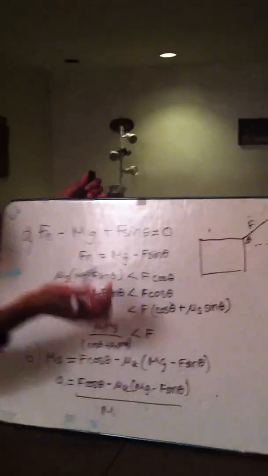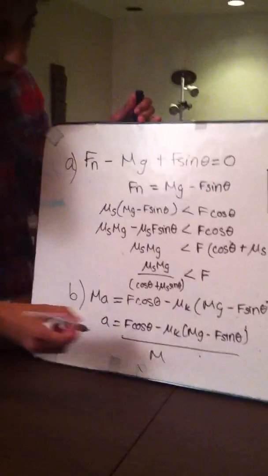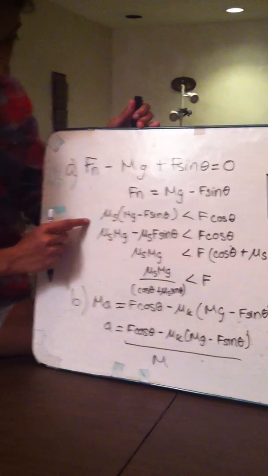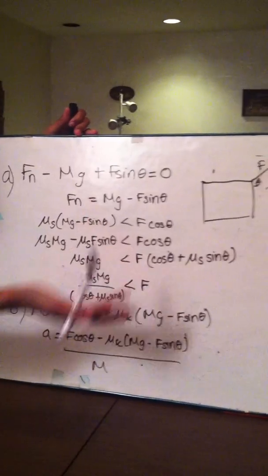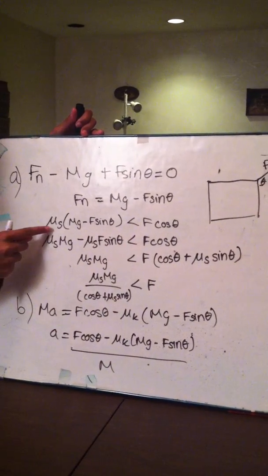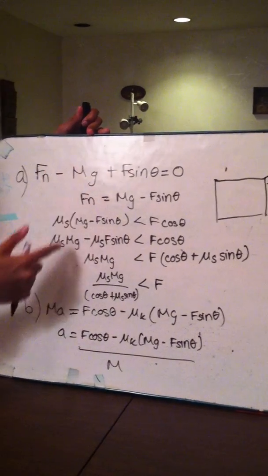So F cosine theta, which is the force that's pulling the block along, has to be greater than the friction. It has to overcome this friction to be able to move. Friction is static coefficient times Fn, which we found before.